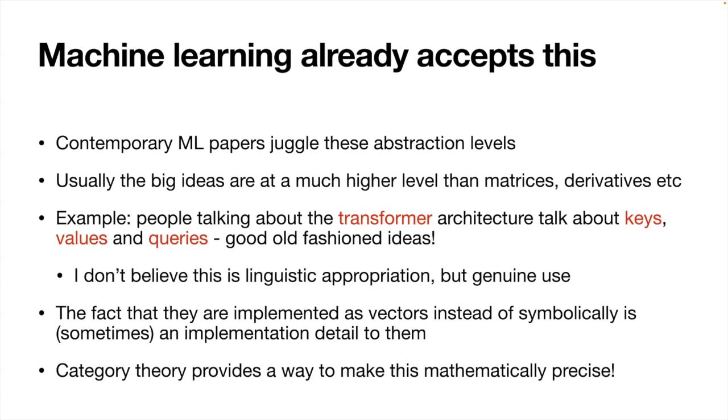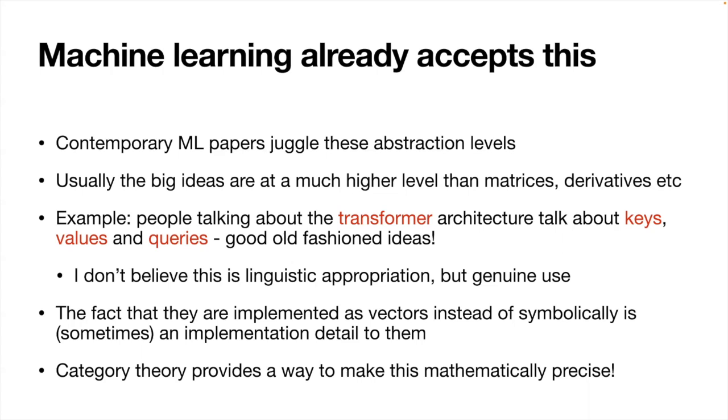And you could say this is just linguistic appropriation, or maybe better, that they're making an analogy. But I don't think this is really true. Okay, maybe it's an analogy, but it's a very good analogy. It's a mathematically solid analogy. The transformer architecture really is doing a query lookup of some kind. The fact that these things are implemented as vectors, matrix multiplications, gradient descent, this type of thing, is kind of an implementation detail.